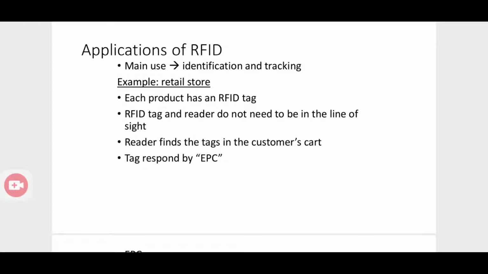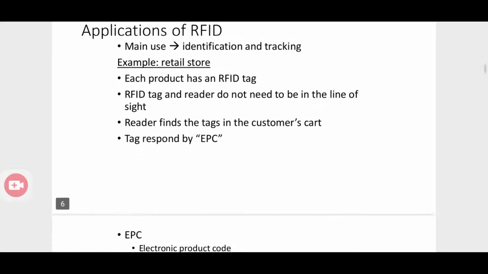When we are using a barcode, there is a need of a line of sight mechanism between the barcode and the barcode reader. So here there is no need of a line of sight mechanism. The reader finds the tag in the customer's cart and the tag responds with its EPC, that's a product code.